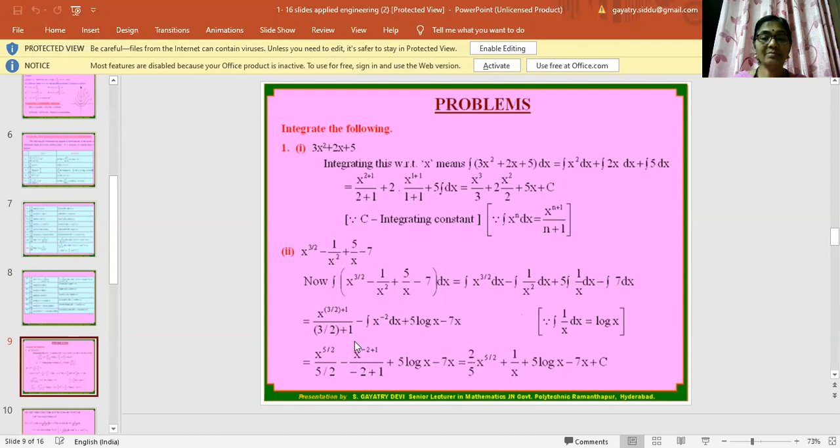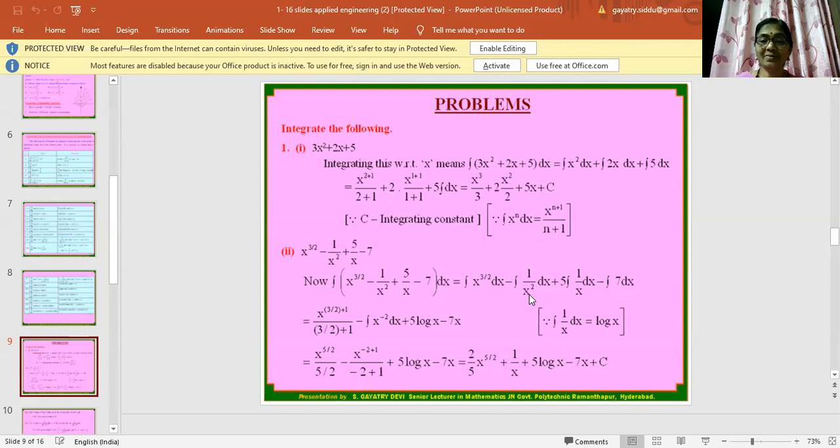Now simplifying this, you are getting x power 5 by 2 by 5 by 2, and x power -2 is giving -2 plus 1 by -2 plus 1. Remaining terms as they are. Now this is equal to 2 by 5 x power 5 by 2 plus 1 by x. This minus and minus is giving plus, and x power -1 is coming down to the denominator. Plus 5 log x minus 7x plus c.